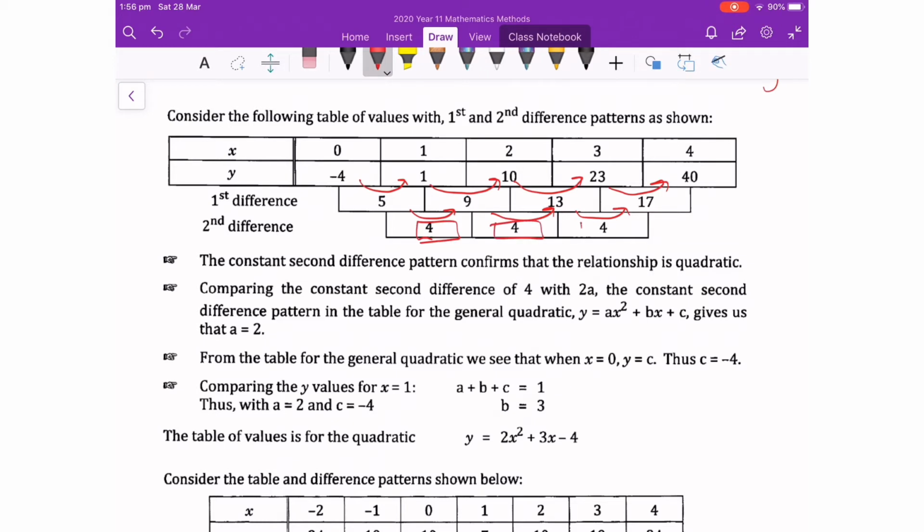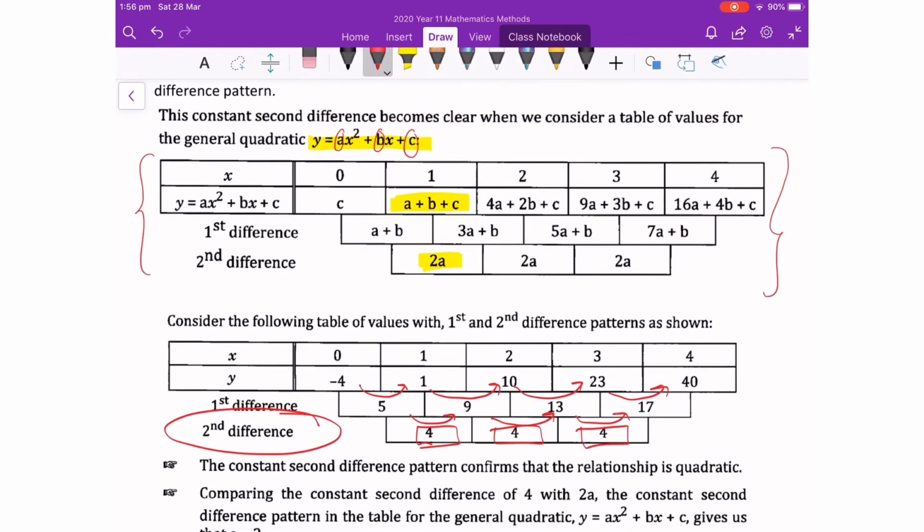And because it constantly goes up by 4 like this in the second difference pattern, that's enough proof to show that this values table definitely shows a graph that is quadratic, or a parabola shape. So generally when you're given these values tables, you're basically trying to find the quadratic rule from the table. Okay, so we're going to use this values table as well as our little template that we've got here to work out what the rule is.